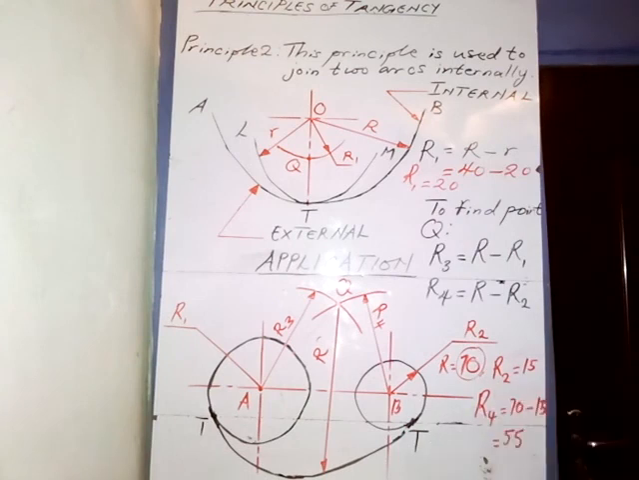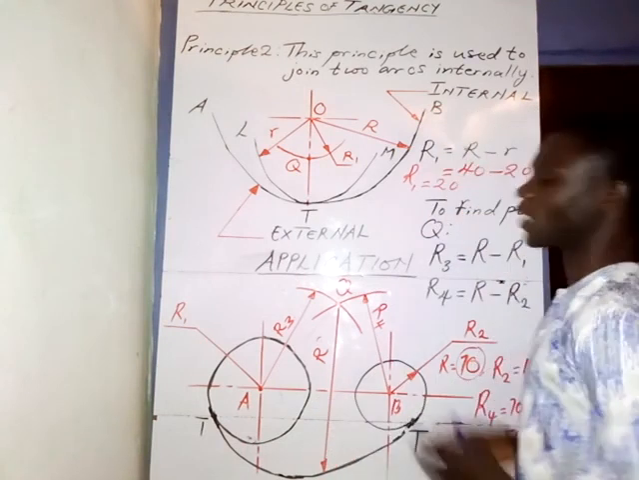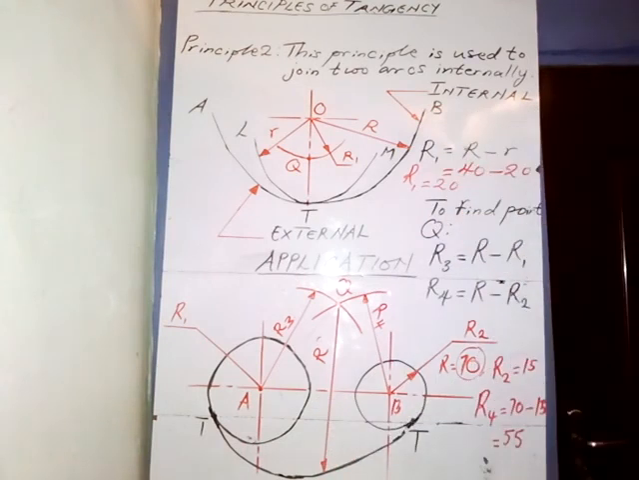The point of tangency is a point where the arc and the circle touch each other. So it's as simple as I've explained it here. You just need to perform simple calculation and you get this done easily.